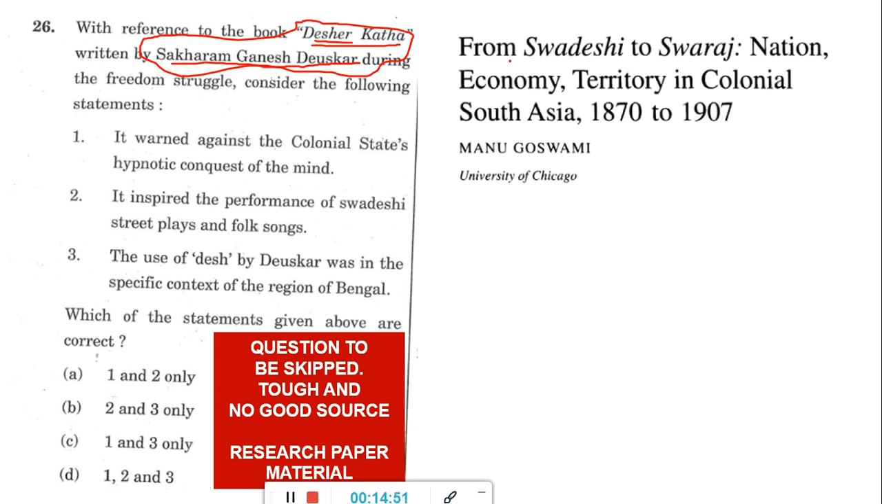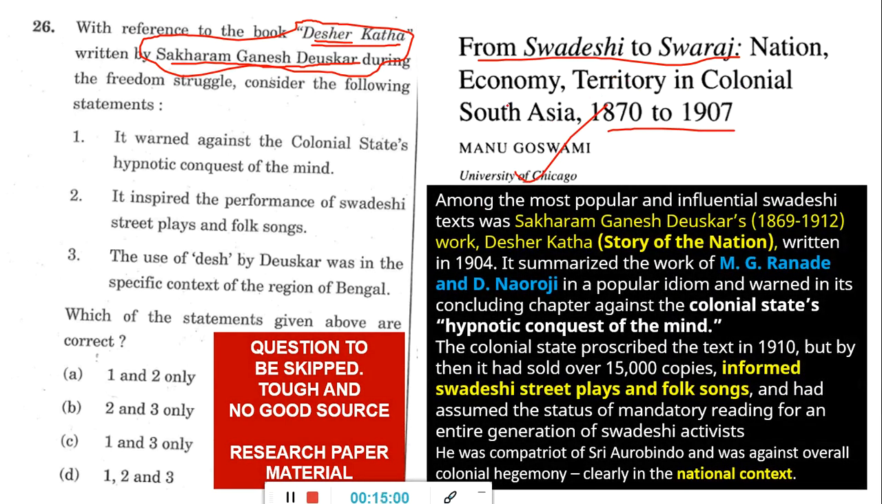Now when you Google it, you will find a paper, From Swadeshi to Swaraj: Nation, Economy, Territory in Colonial South Asia, 1870, some Chicago University paper. Whatever you read from there says, among the most popular and influential Swadeshi texts was by Sakharam Ganesh Deuskar, this person. The timeline is 1869, the same year Mahatma Gandhi was born, to 1912. Deshar Katha, the English name is Story of the Nation. So it is not the region of Bengal. So statement 3 you can eliminate and then you get the answer directly as 1 and 2.